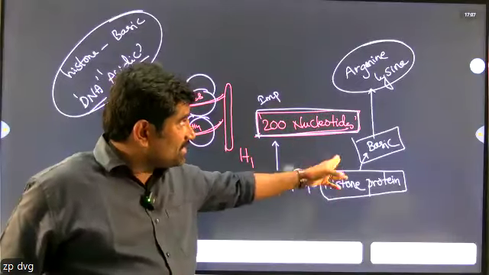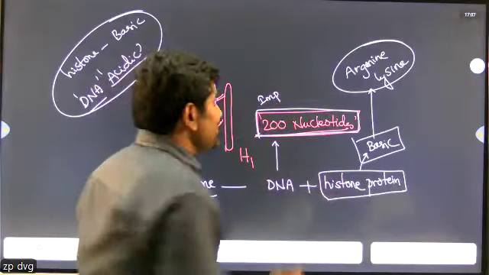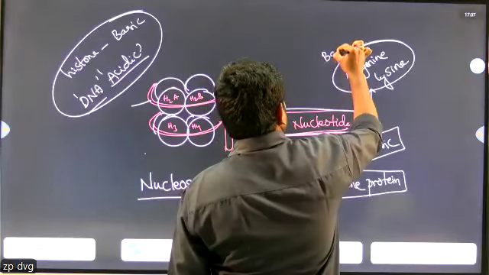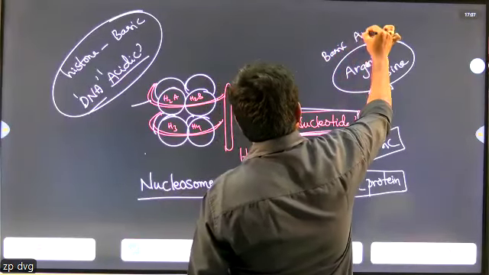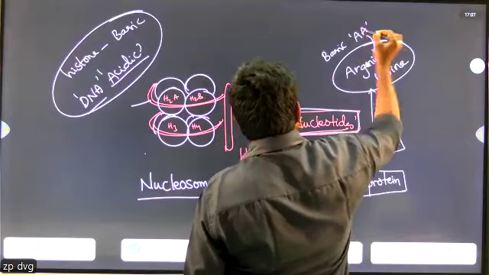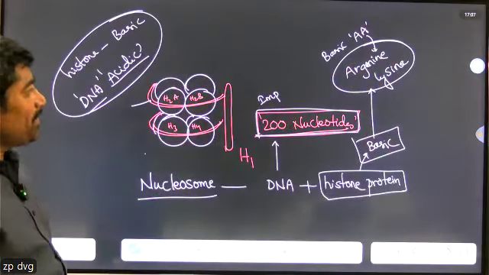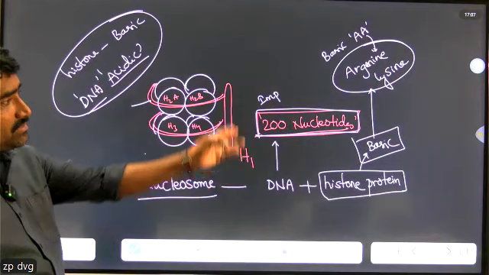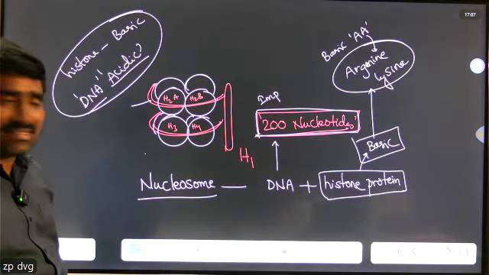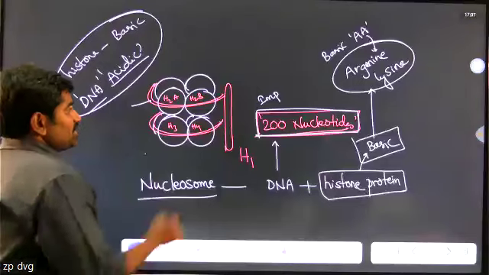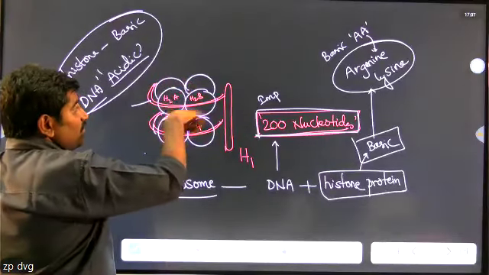Histone proteins are basic because they have basic amino acids like arginine and lysine. Due to the presence of these, histone proteins are basic in nature. Now, each histone protein is in the core of the histone protein complex.